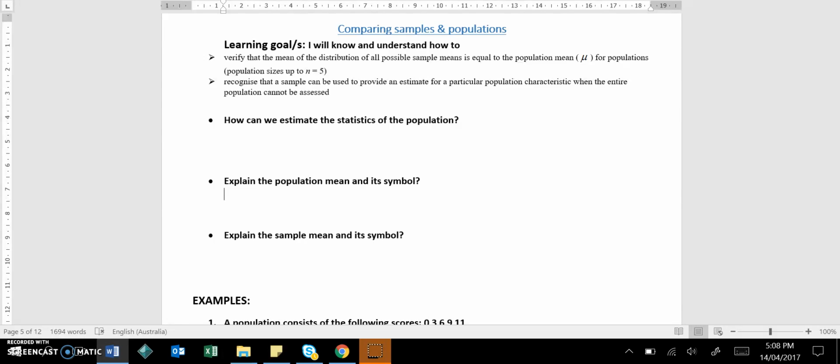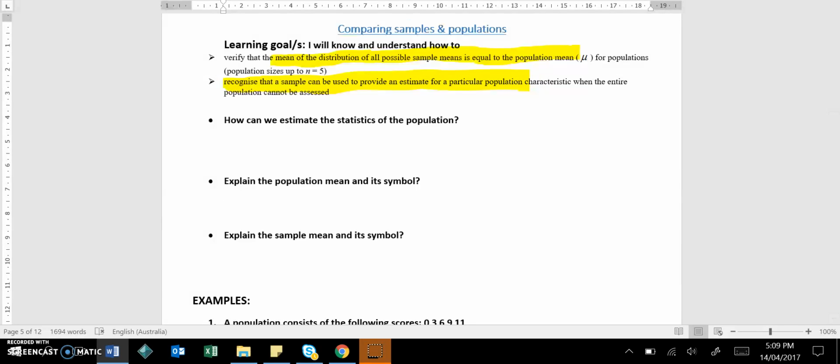Our goal in this section is to know and understand how to show that the mean of the distribution of all possible sample means is equal to the population mean. This symbol here is called mu. And also to recognize that a sample can be used to provide an estimate for a particular population characteristic. And that's kind of the reason why we do sampling.